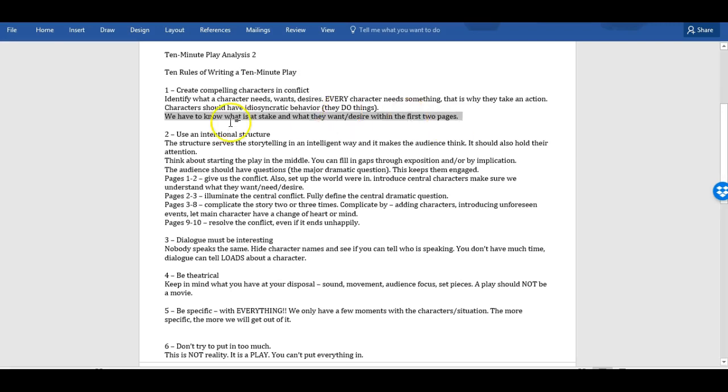We'll talk about number of characters. Well, let's do that now. Most 10-minute plays have pretty small casts. 2, 3 people. There are some that have more characters, but that's really tough. You don't have time to get to know that many people, and if we simply don't know them, we probably don't care about them.